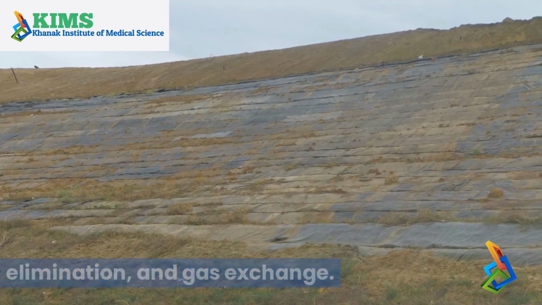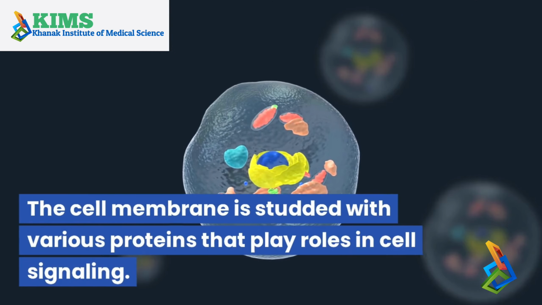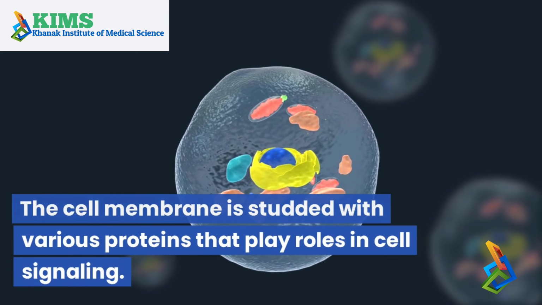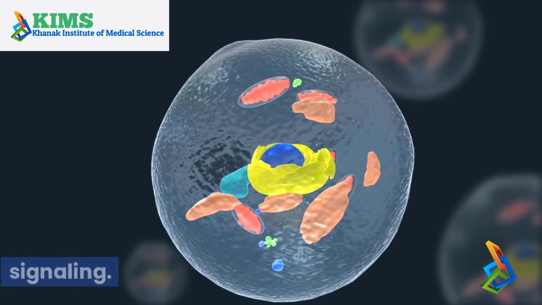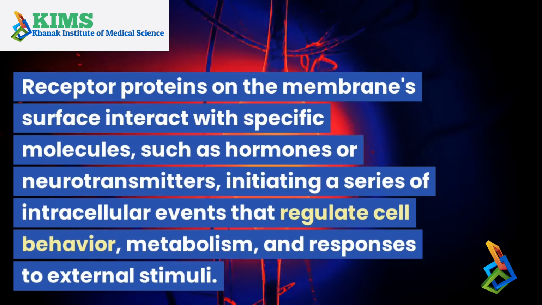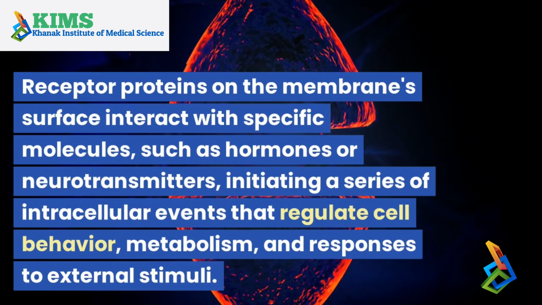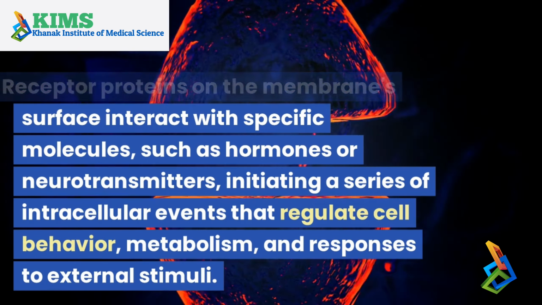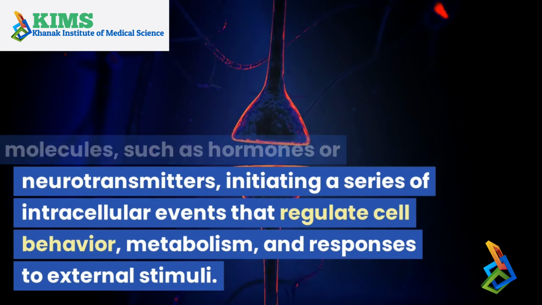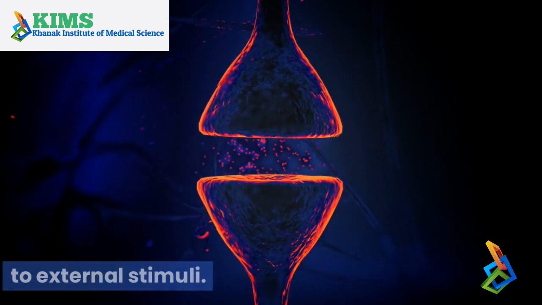and gas exchange. 2. Cell signaling. The cell membrane is studded with various proteins that play roles in cell signaling. Receptor proteins on the membrane surface interact with specific molecules, such as hormones or neurotransmitters, initiating a series of intracellular events that regulate cell behavior, metabolism, and responses to external stimuli.